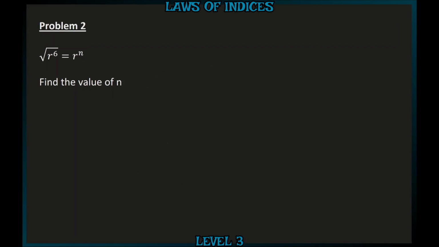In problem 2, we're told that the square root of r to the power of 6 is equal to r to the power of n, and we need to find the value of n. Now since r has both a power and a root on it, we're going to use this law. And the law tells us that n is a fraction, and also that the numerator of that fraction is going to be the power which is on r, so 6, and that the denominator of the fraction is going to be the root on r. And since we have the square root, this is 2.